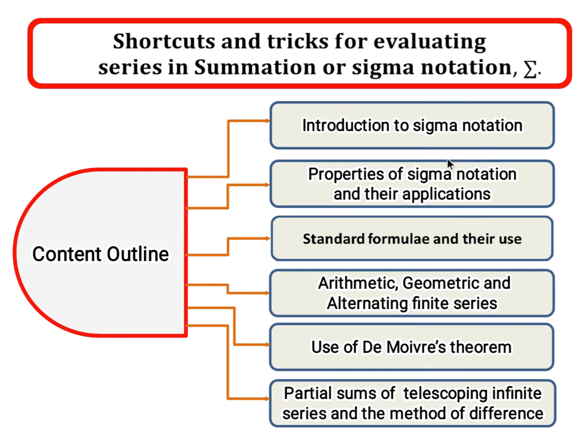So for the first part, we'll look at the introduction, properties of sigma notation and their applications, and then standard formulae and their use. Then in the second part, we'll look at arithmetic, geometric, and alternating series. And then in the last part, we'll look at the use of the Morse theorem and then partial sums of telescoping infinite series and the method of difference. So the series would contain 3 parts as I've already partitioned.